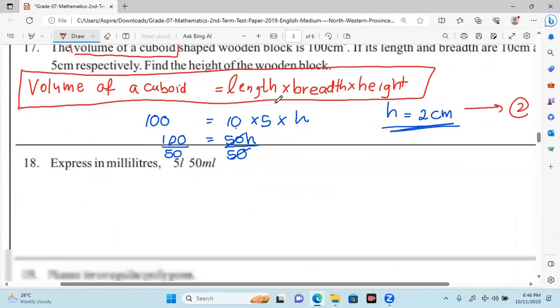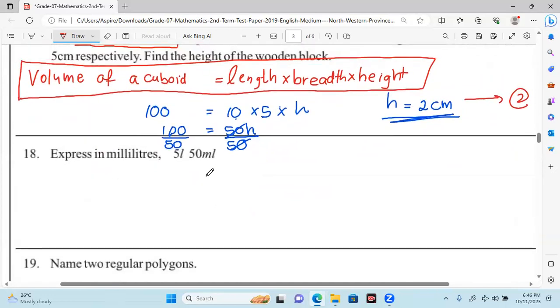Express in milliliters. To express this in milliliters, you have to remember how many milliliters there are for 1 liter. Can any of you tell me? For 1 liter, how many milliliters are there? 1000 milliliters. 1000 milliliters are there.